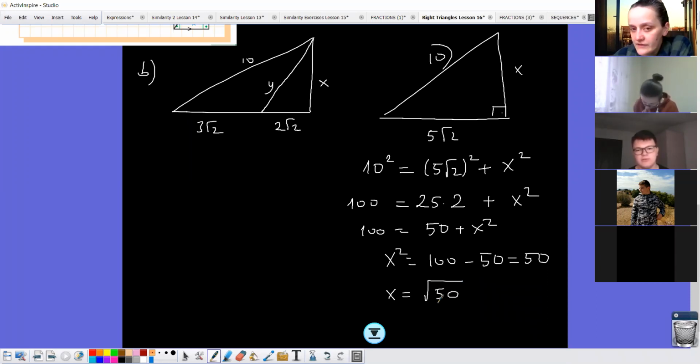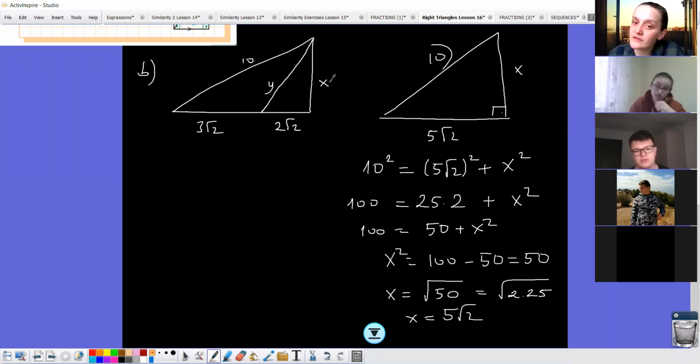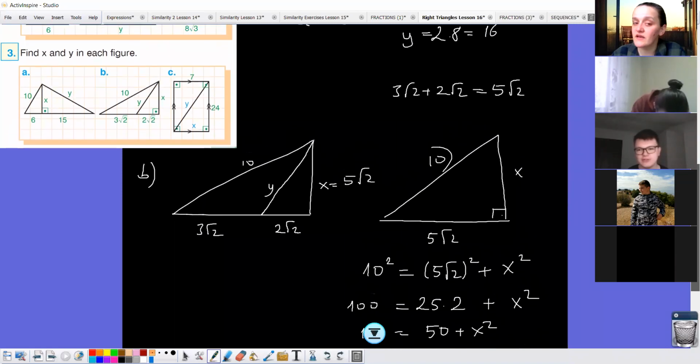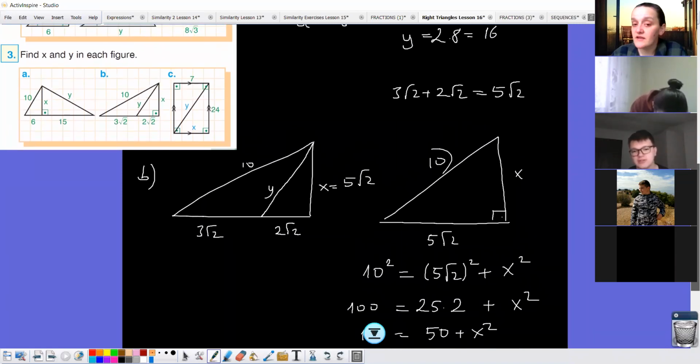You can leave it like this, or you can write that 50 is 2 times 25. So x will be the root of 25, which is 5, and root 2 will stay inside the radical. So I found that x is equal to 5 root 2 from the big triangle. Teacher, we could also go with 45 degrees, but the angles are not given. If it was given that this is 45, we would directly say this is 5 root 2, but it's not given. So we need to, because there are 2 triangles in one.